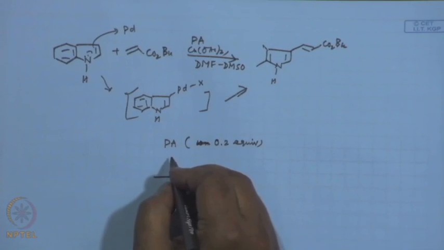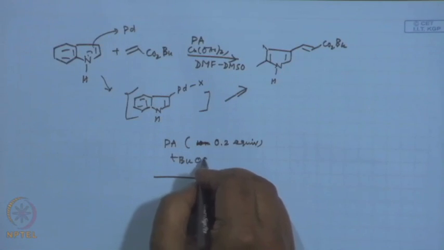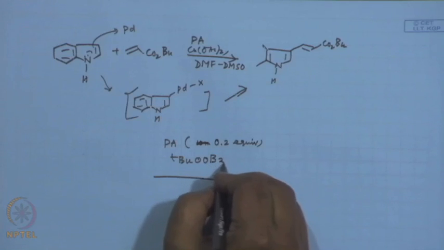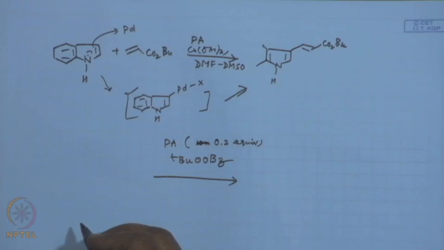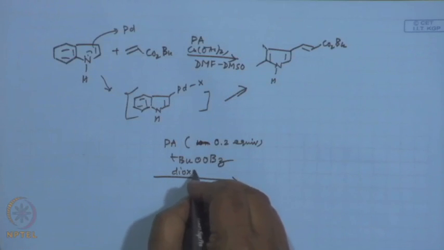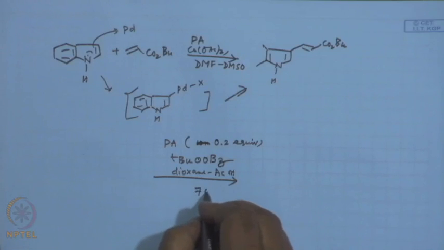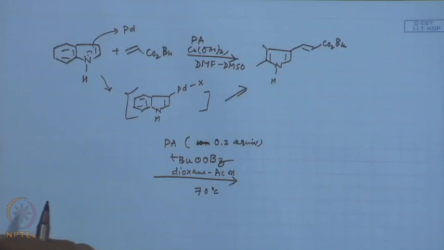The oxidant here is different: tertiary butyl, BZ meaning benzoate, that means the benzoate ester of tertiary butyl hydroperoxide. Palladium acetate is common, only we are changing the oxidizing agents from time to time. The solvent is dioxane, acetic acid, all typical polar solvents, and the temperature is not very high, it is 70 degrees centigrade. So, what do you expect?